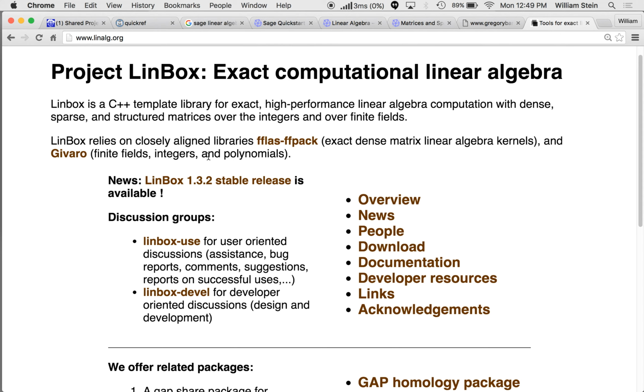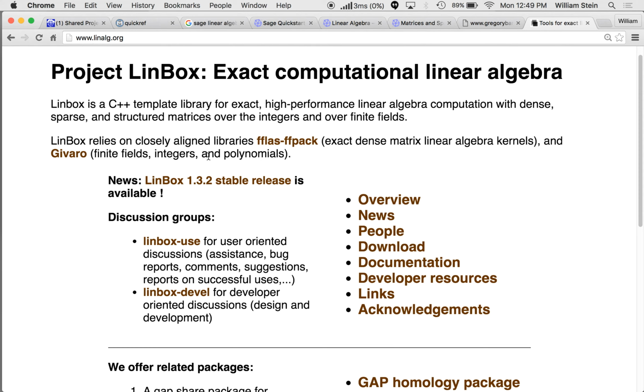And then in addition to that, we wrote a lot of really painful code to implement lots and lots of exact linear algebra algorithms. So I wrote a bunch, and then a bunch of grad students took over in 2006, and it got developed over many years.